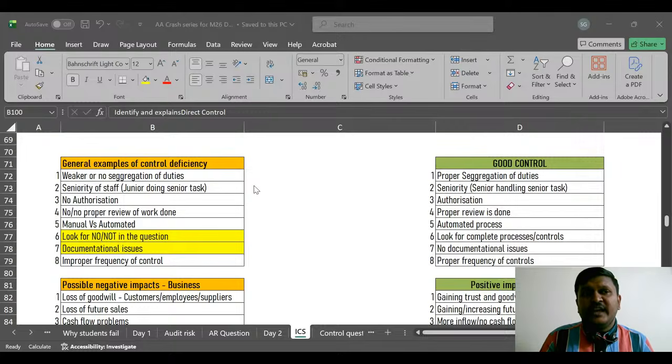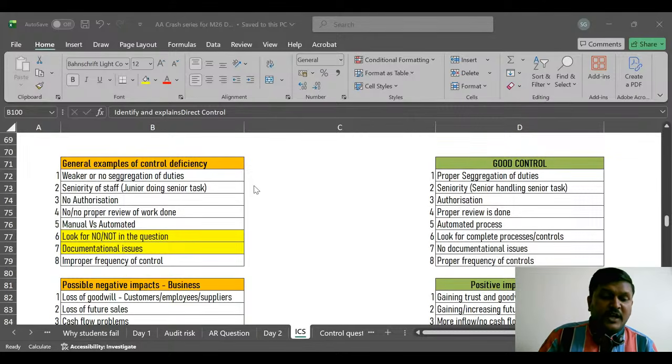Third one, anyone doing any transactions without receiving authorization from a senior level is again a control deficiency. For example, someone making a payment to a supplier without getting approval from the finance director. That approval is not given, but a payable ledger clerk is making the payment through the bank account without approval from the finance director, which is a form of internal control deficiency.